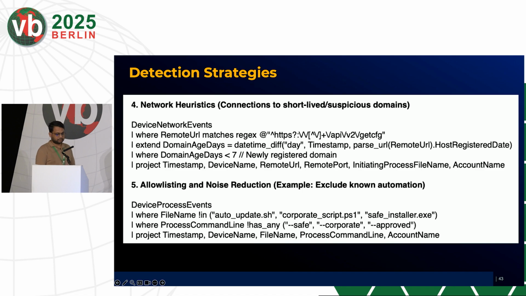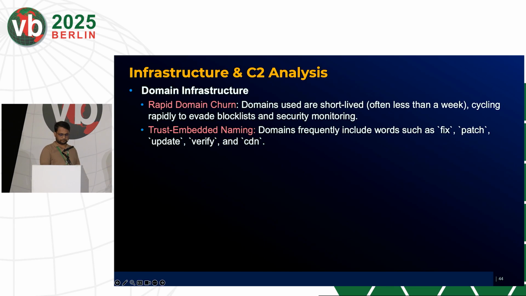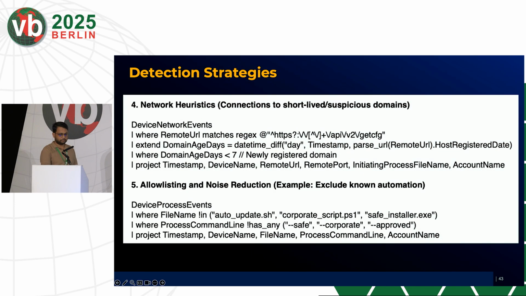Further is network heuristics. We need to cluster short-lived domains that exhibit identical patterns like API v2, pre-enrich future connections with a higher suspicion score, and finally reduce noise by building an allow list. Whatever known scripts and vendors are used can be excluded to avoid noise.